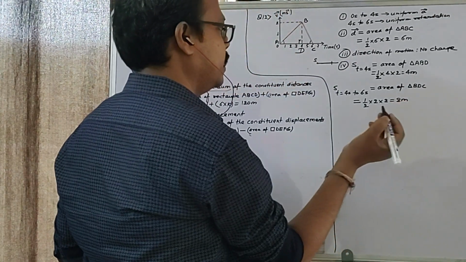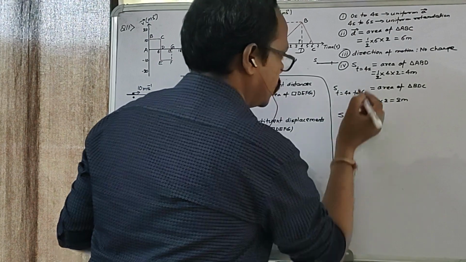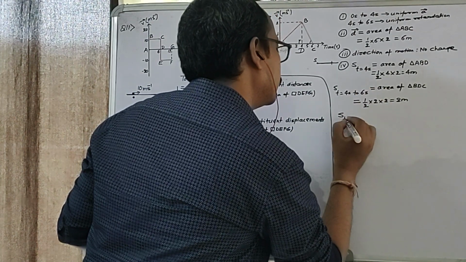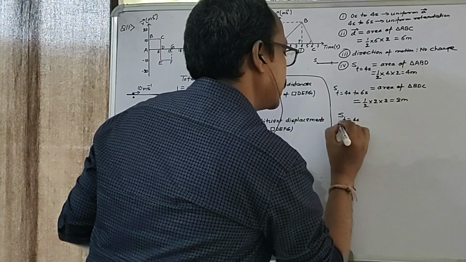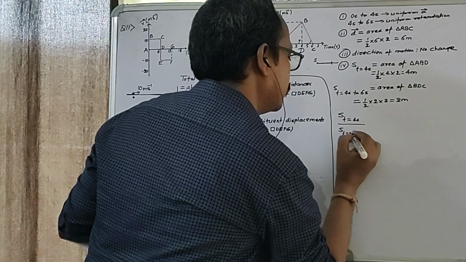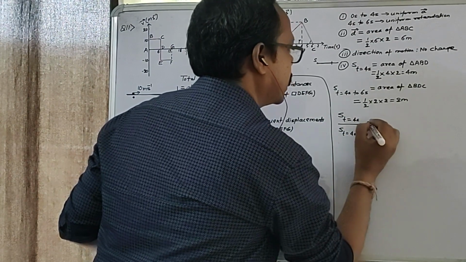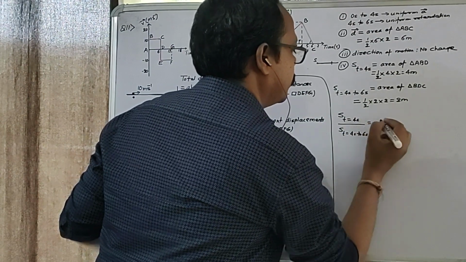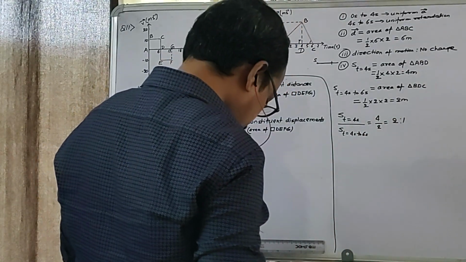So we can compare, right? We can compare the distance covered in t equal to 4 second by the distance covered in 4 second to 6 second. It will come 4 by 2. So it is 2 is to 1. This is the comparison, right?